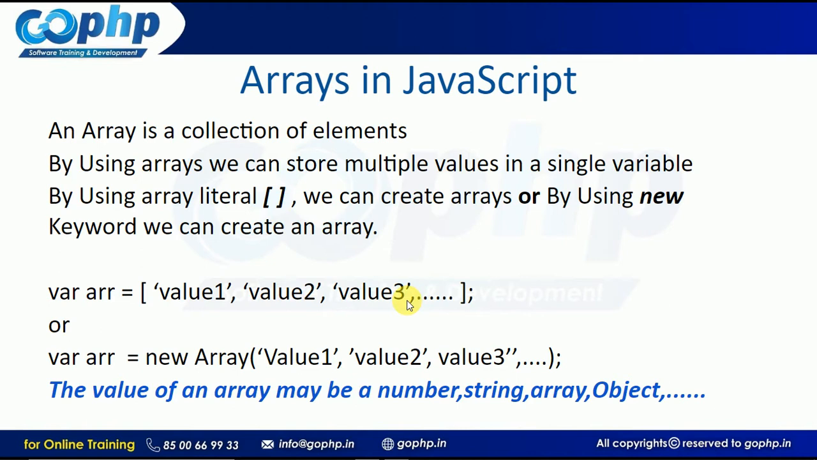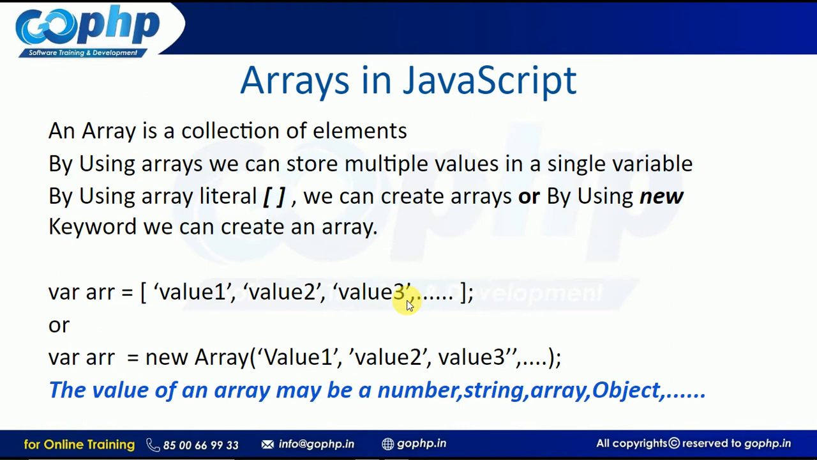Here, very important, the last point: the value of an array may be a number or a string or an array or an object also. Remember, I will show you some examples of what the value of an array could be. So you can take anything inside the array, guys. For example, in C language, if I define an int array, I need to take all integer values only in that array.